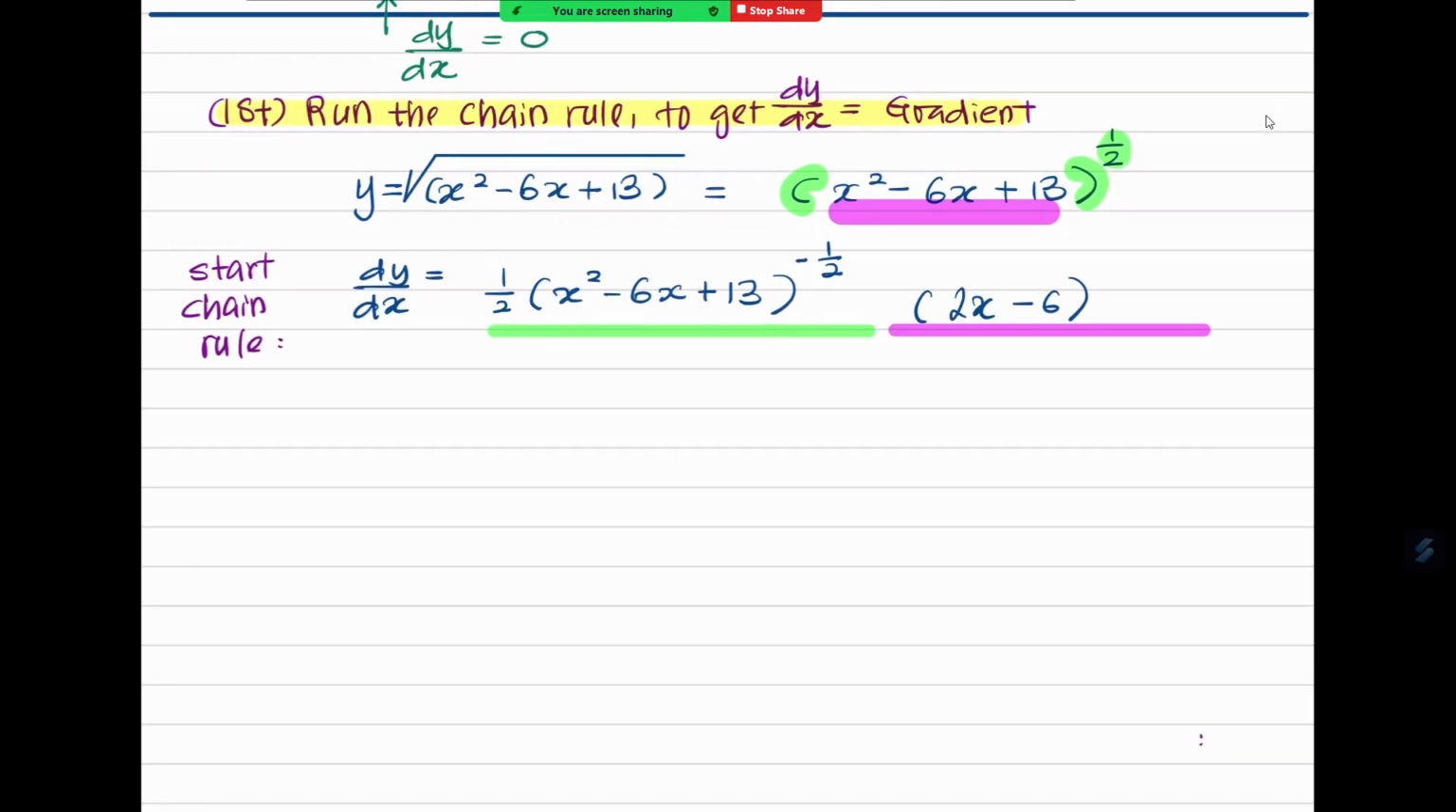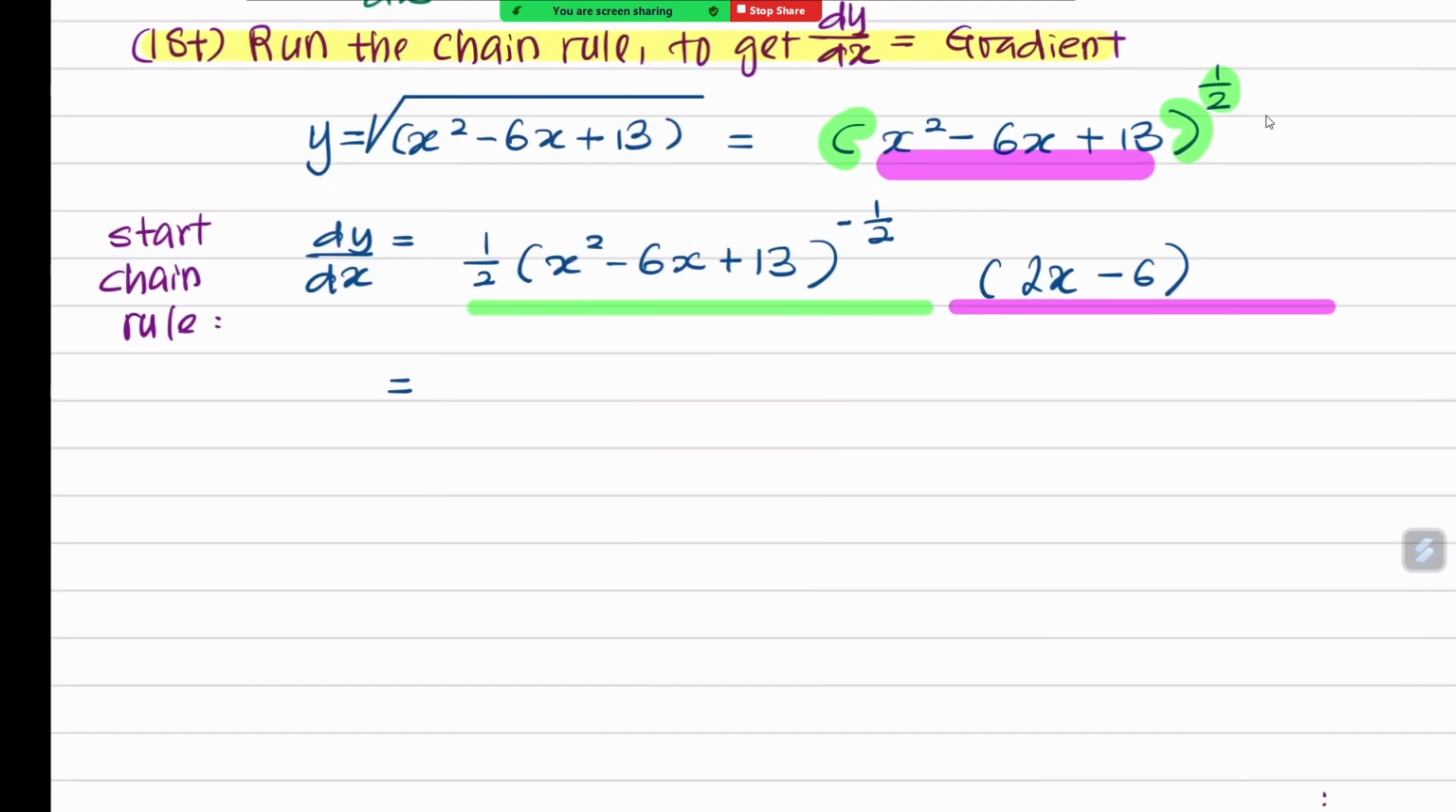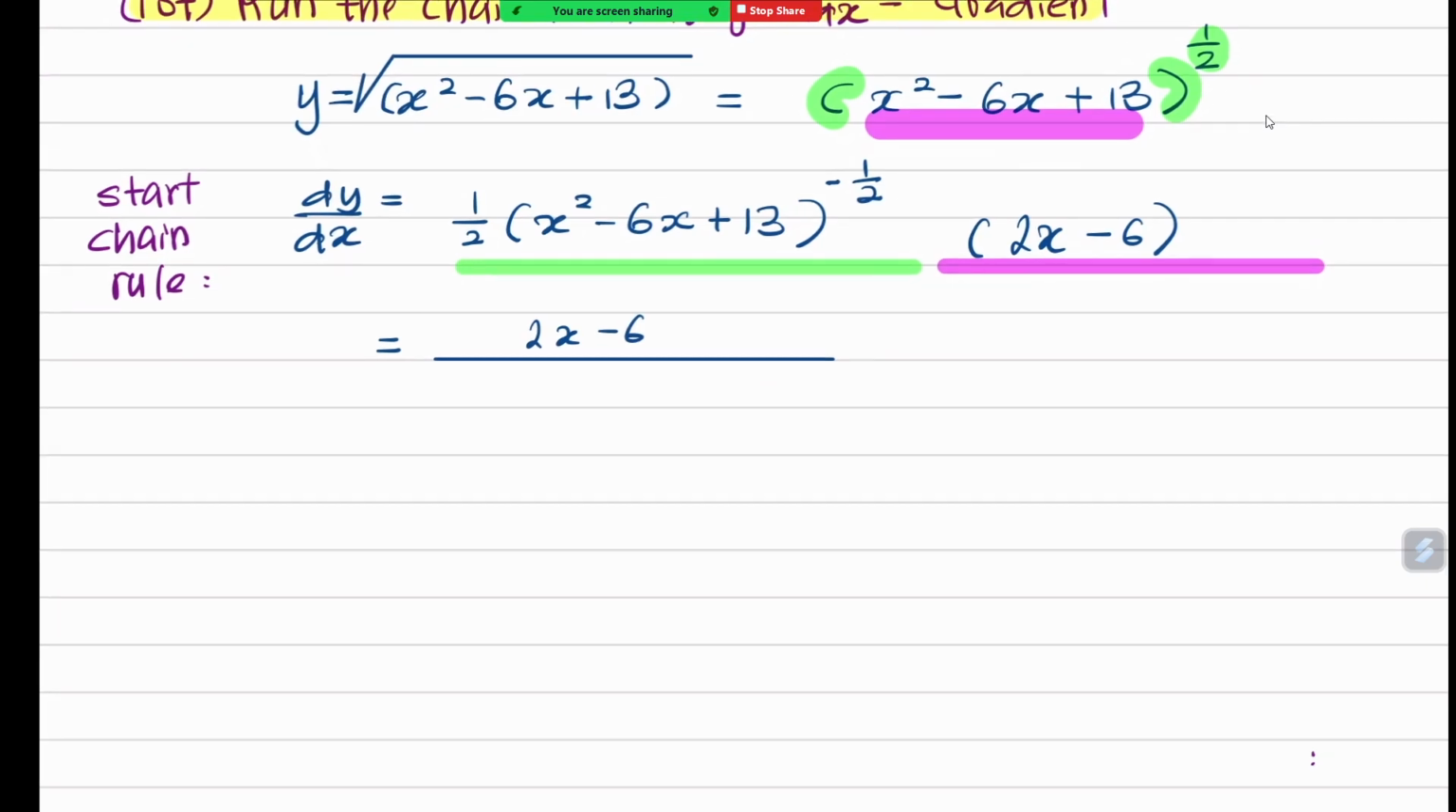Now what we need to do is simply rearrange them. I'm going to put in the division line. I'm just going to put the numerator where it's supposed to be and the denominator where it's supposed to be. So that will give us 2x minus 6 as the numerator, and for the denominator, I'm just going to put a 2. And now from the negative index, I'm going to bring it down into the denominator, so that the index now becomes positive 1 over 2.